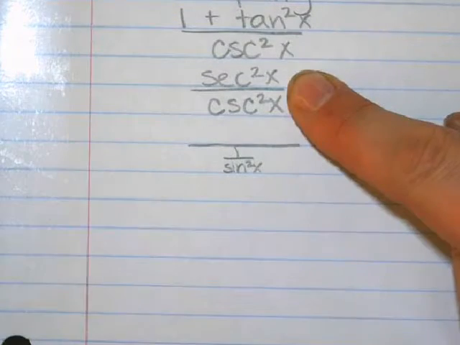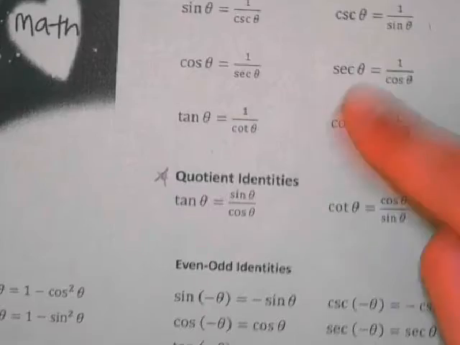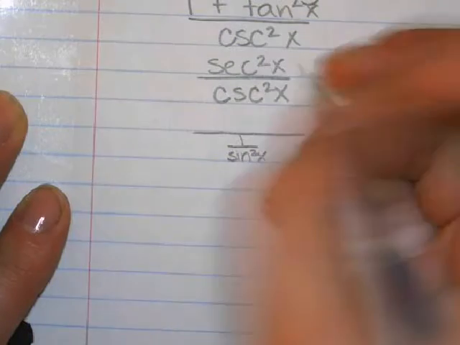And what should we replace the secant squared with? 1 over cos squared. Yep. So secant times secant would be 1 over cos times 1 over cos. So that's 1 over cos squared.